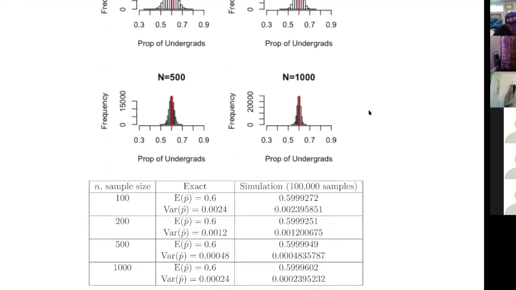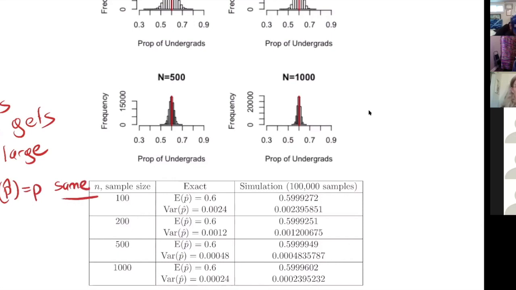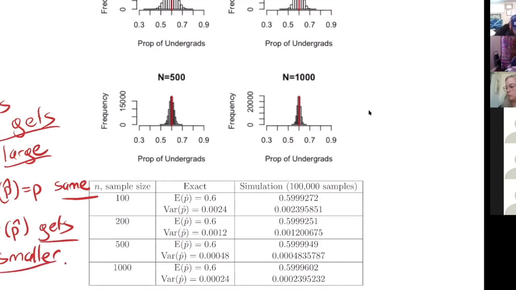What's really important here, which is what we saw with sampling distributions for a mean, is that as the sample size n gets large, the expected value doesn't change. It's always going to be 60%. The variance, or in terms of the standard error, the standard error gets smaller. We should expect less variation if we pick larger samples.